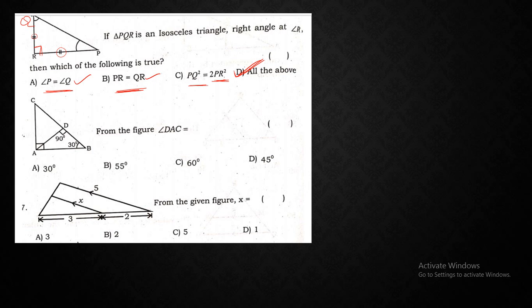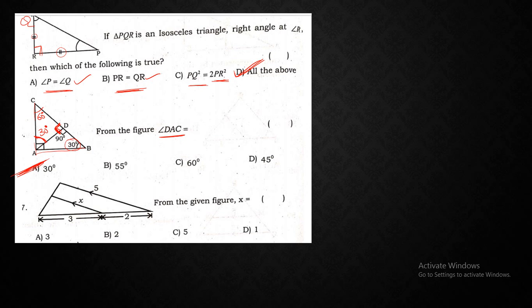Next, from the figure, what is the angle DAC? So what is angle DAC? So if this is 90 degrees, this is also 90 degrees. So what is he asking? DAC. This angle is asked. So this angle. So already from this total triangle, if this is 30 degrees, then this is 60 degrees. Right? So if this is 60, this is 90, then obviously this angle is 30 degrees. So the answer is 30 degrees.